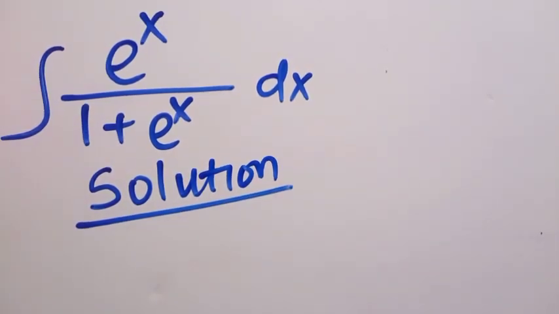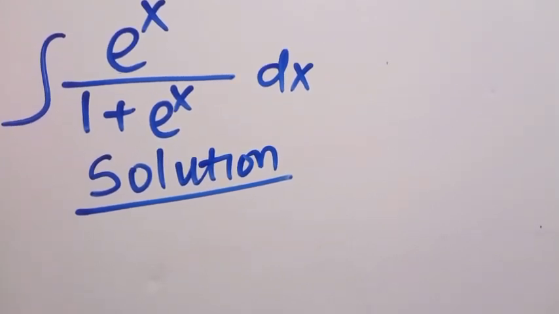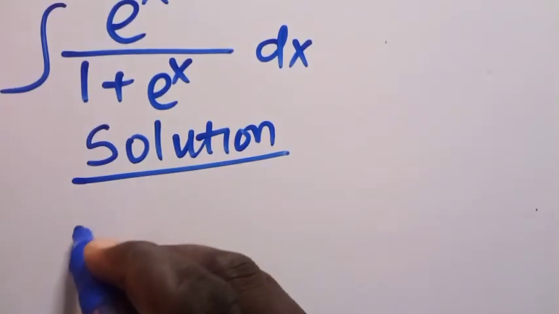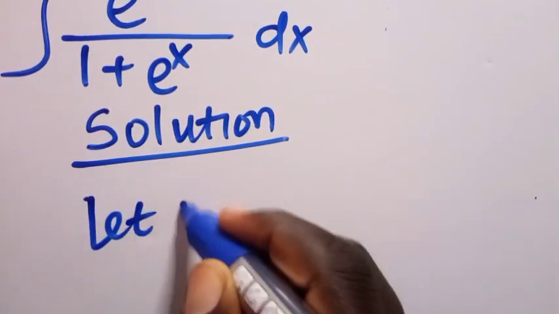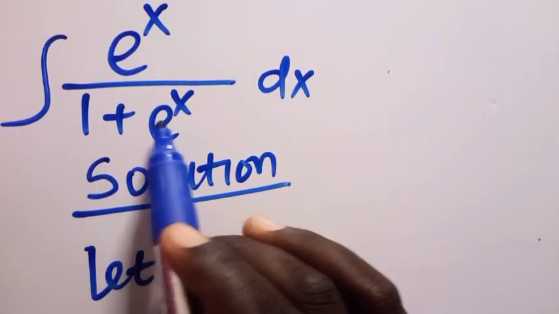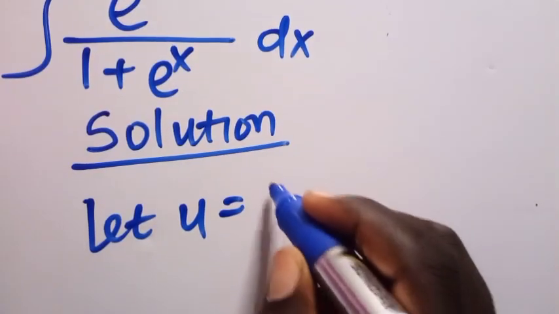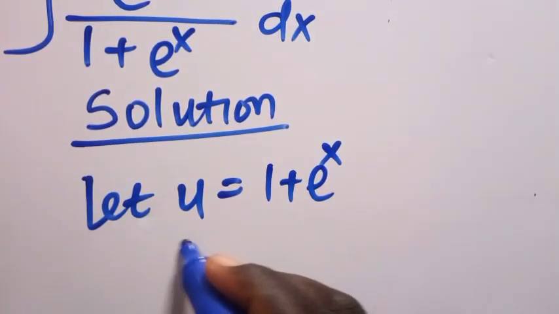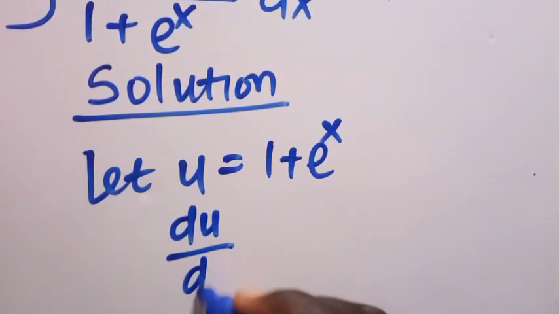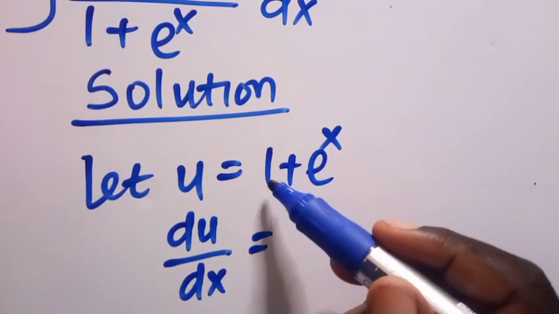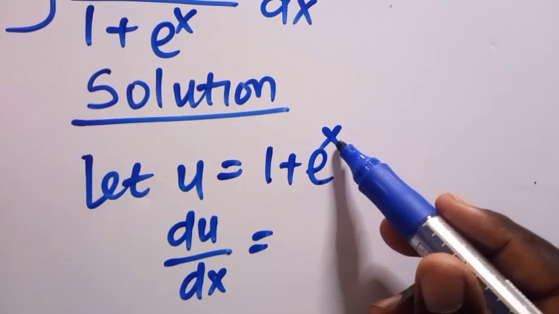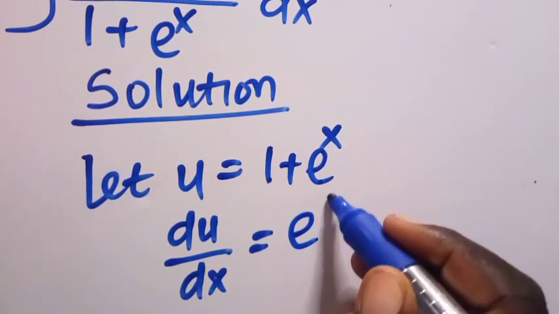solve this question. Now, this is an exponential function, and we can solve it using the u substitution. And in this case, we can say that let u be 1 plus e^x. That is 1 plus e^x. Now, if I differentiate u with respect to x, then if I differentiate a constant, it is 0. And if I differentiate e^x, it is just e^x.